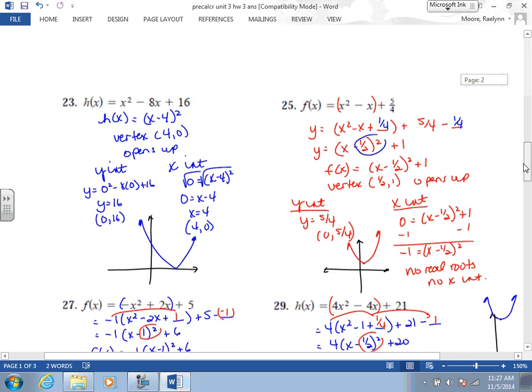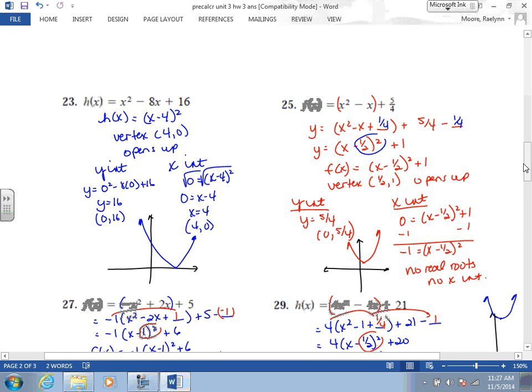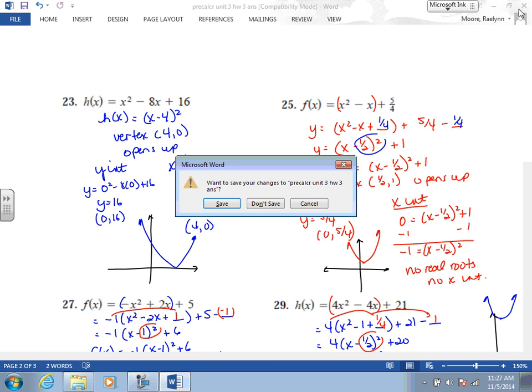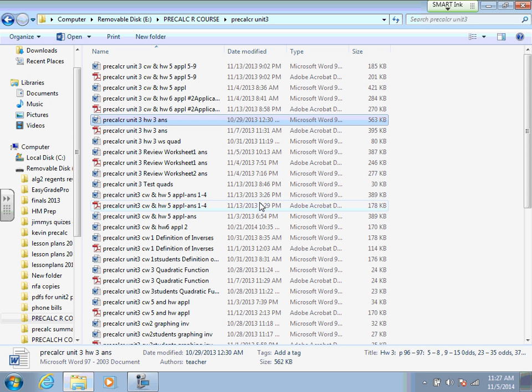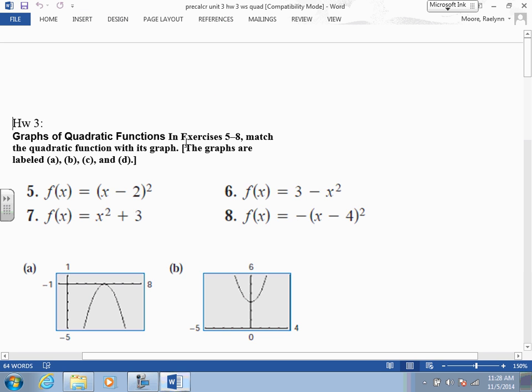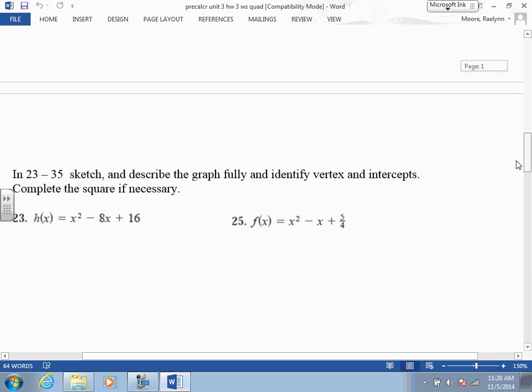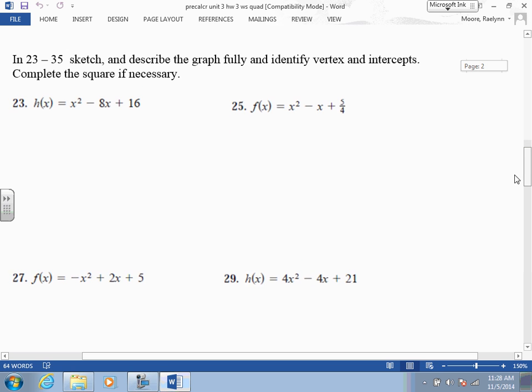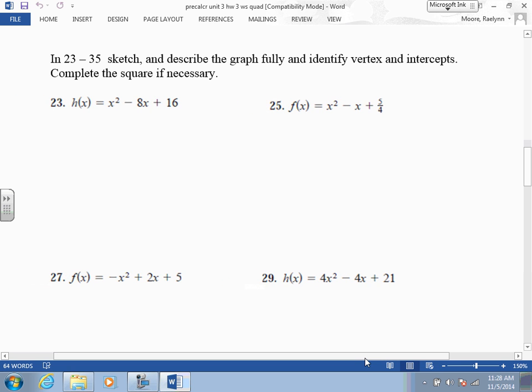Alright, complete the squares. I'm going to flip this to the one without the answers, so we can walk through each one of these. I want to make sure everybody's got complete the square now. So I didn't see a lot of complete squares. Okay.